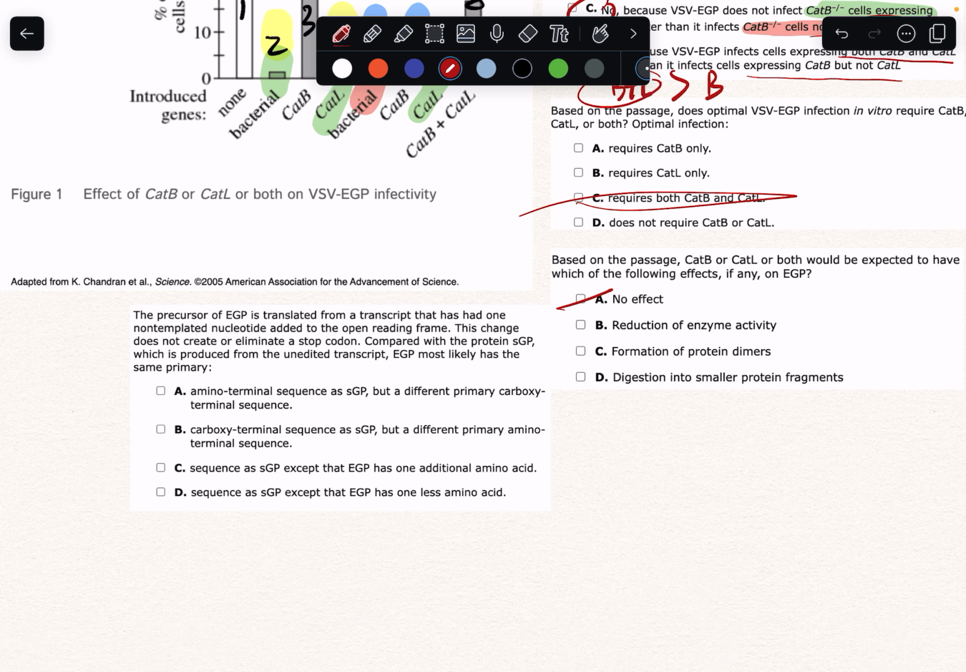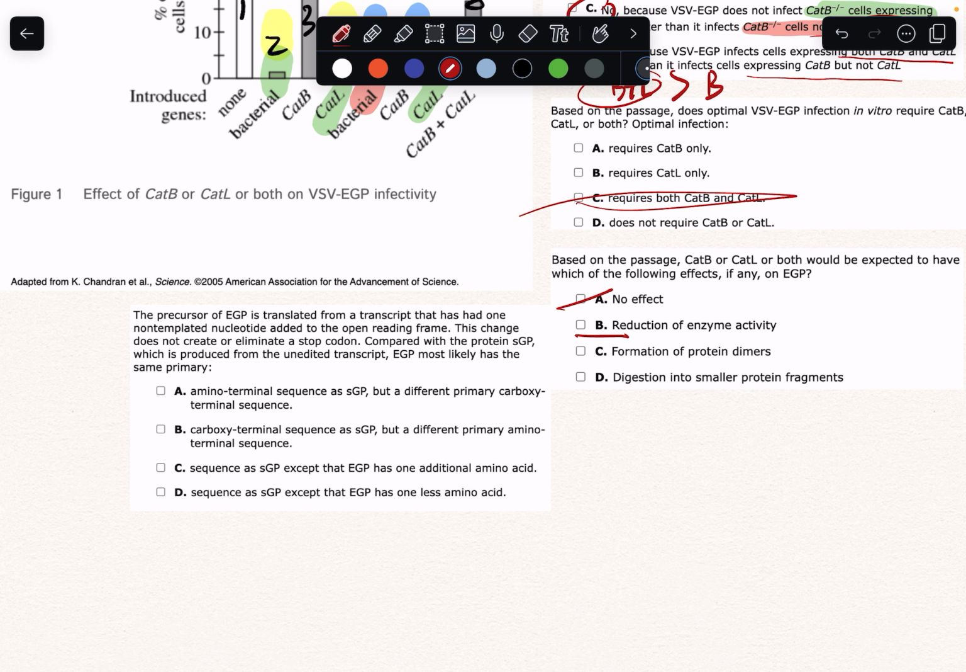What about B? B, reduction of enzyme activity. I don't know if EGP is an enzyme or not. I know it's a glycoprotein, but that's all I know. So I don't know. Maybe not, but let's not cross it out so quickly.